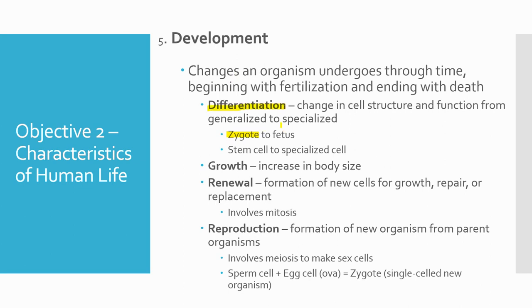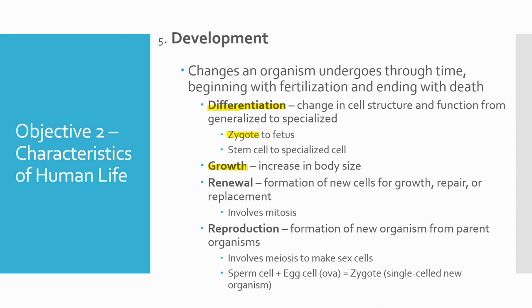So you start as one cell called a zygote, and then you go through a series of cell divisions. 1 becomes 2, 2 becomes 4, all the way up to millions and trillions. And in the process, the cells will become differentiated. And what that means is they become specialized. They go from being a generic cell, like a stem cell, to a cell that performs a very specific function, like a red blood cell or a muscle cell.